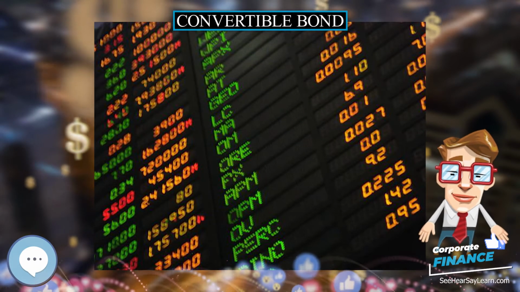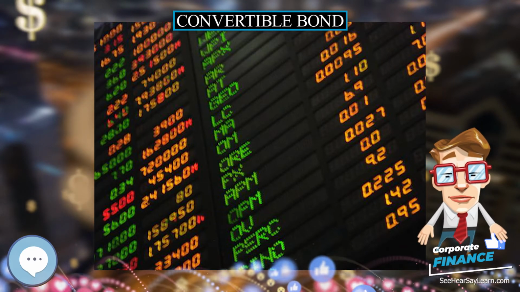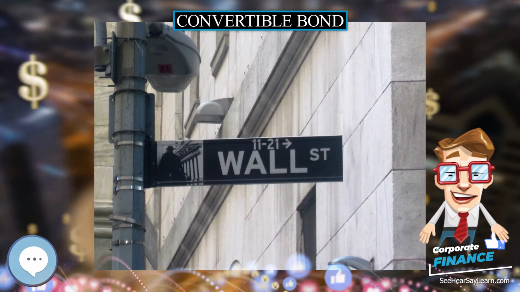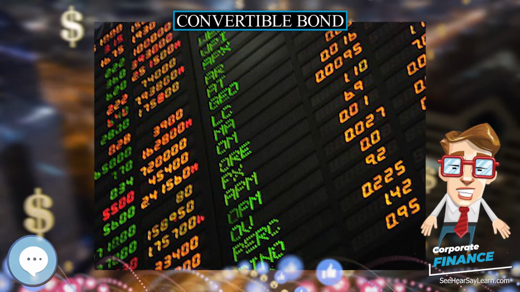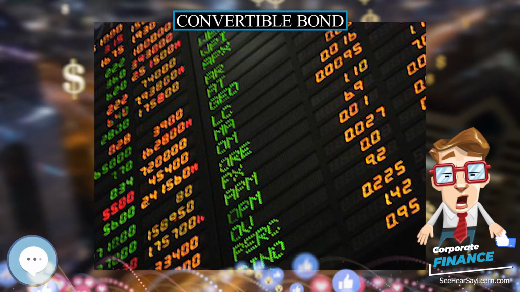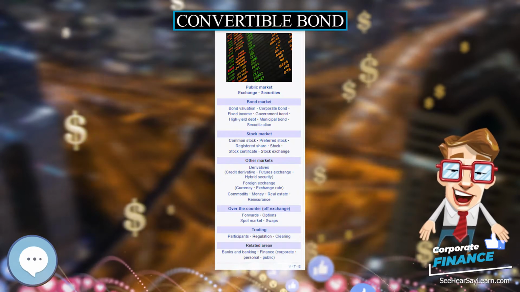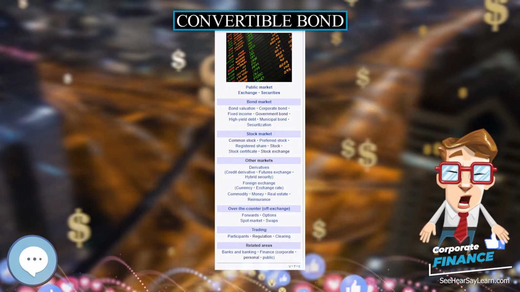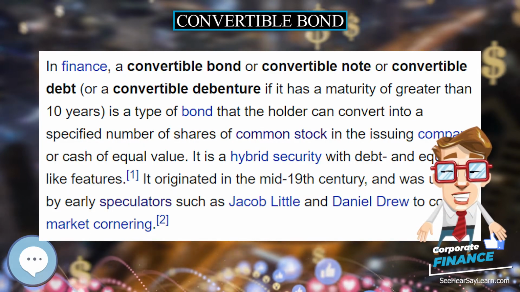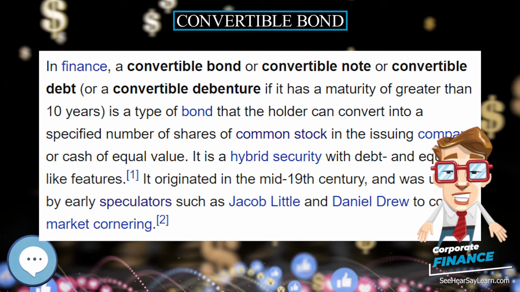Convertible bond. In finance, a convertible bond or convertible note or convertible debt, or a convertible debenture if it has a maturity of greater than 10 years, is a type of bond that the holder can convert into a specified number of shares of common stock in the issuing company or cash of equal value. It is a hybrid security with debt and equity-like features.